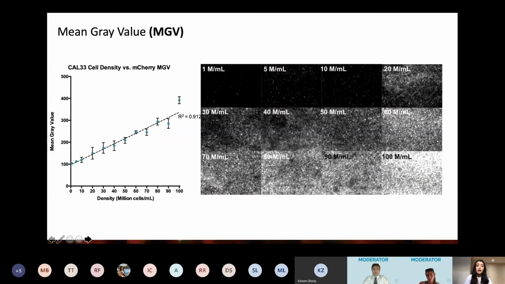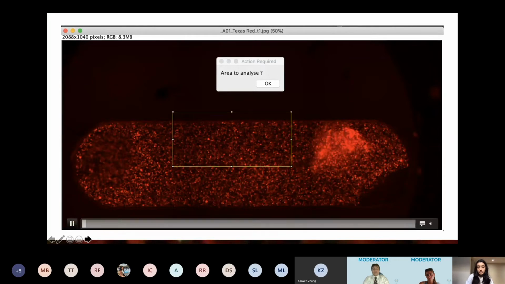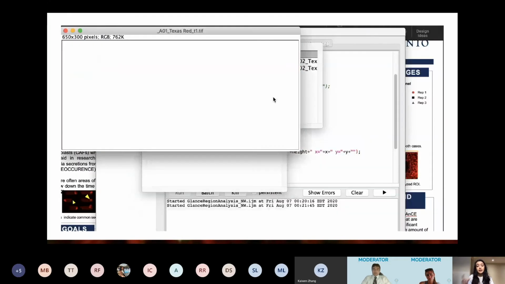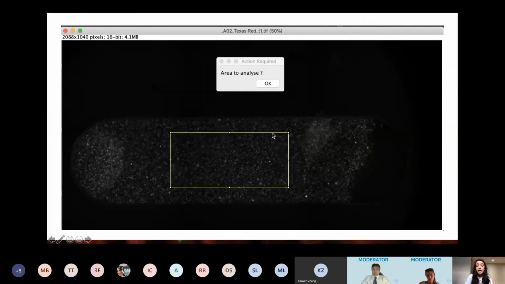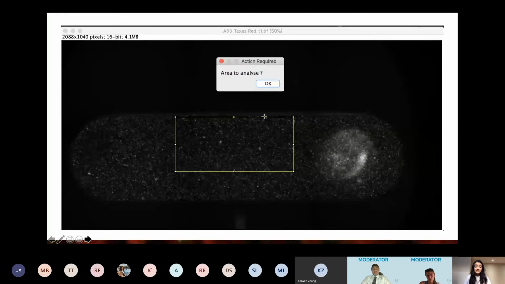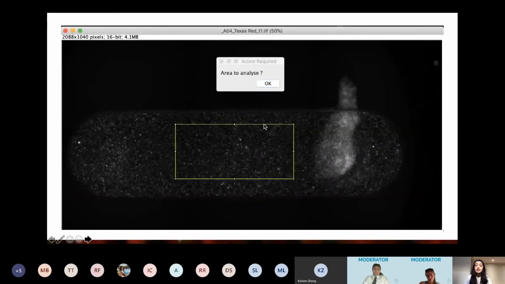So when we're doing image analysis, we want to look for our mean gray value, which can be used as a surrogate for our density, since it has a linear relationship. So currently we do our image analysis in Fiji, and we'd have to manually move around our region of interest to exclude any artifacts or holes. This would be very time consuming, as we'd have to do this for around 96 images, and we'd have different reps as well, and we'd have different days, so it would be very time consuming.